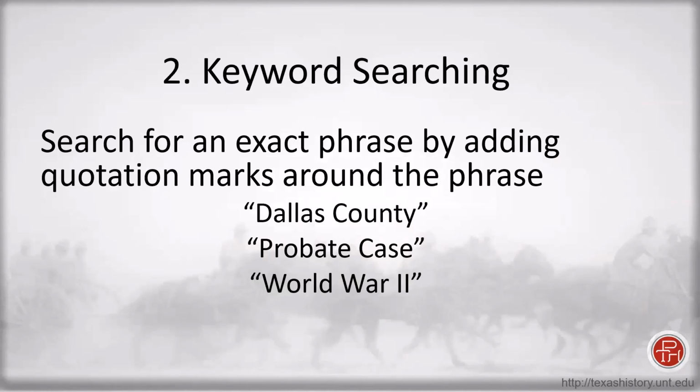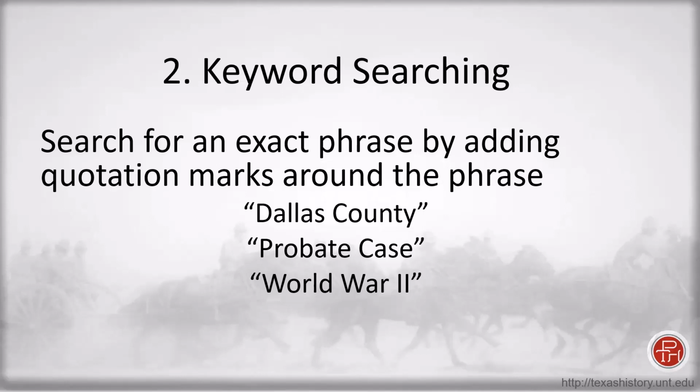So the next one is keyword searching. A lot of people know, but some people don't, that if you put quotation marks around a phrase, it links those two terms together. So if you're looking for Dallas County, if you put quotation marks around it, both of those words have to be next to each other for that search to pull up a result. You can do this in combination with other terms as well. So if you put Dallas County in quotes and then probate outside of the quotes, it'll look for Dallas County together and then probate anywhere within the record. So as long as these two things are happening somewhere, it'll pull them all up together.